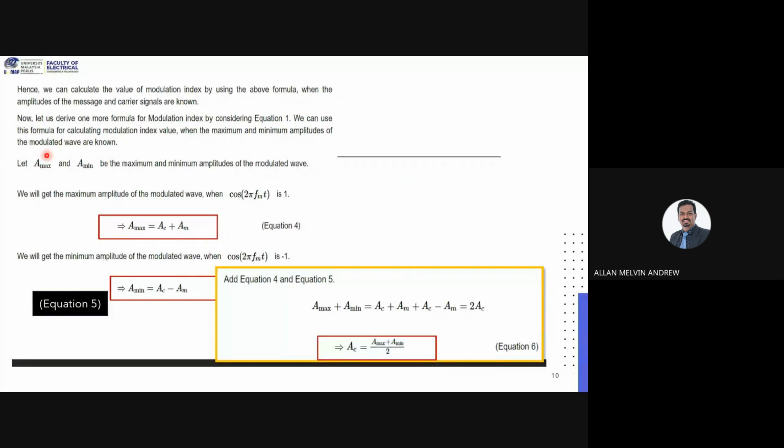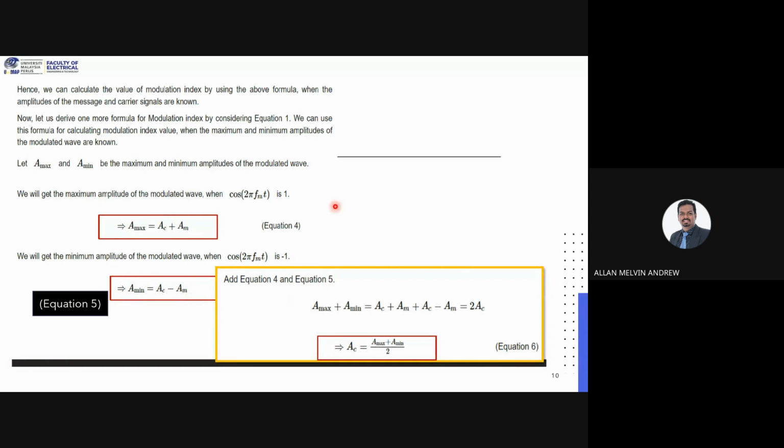You can read this. I am not going to read, I just go straight to equation 4. Let's say you want to find the maximum amplitude of the modulated signal. A max equals Ac plus Am. In the other way, if you want to find the minimum amplitude of the modulated wave, that is A min, amplitude minimum equals Ac minus Am. Ac will always be bigger than Am.